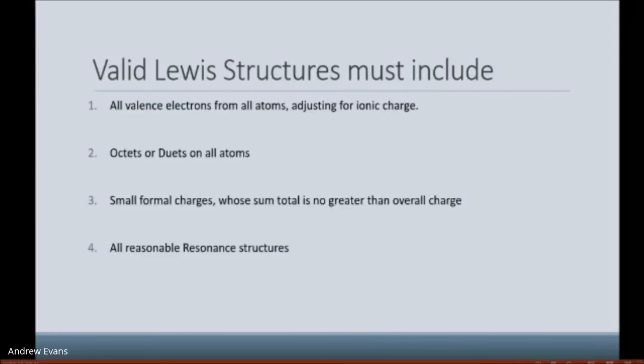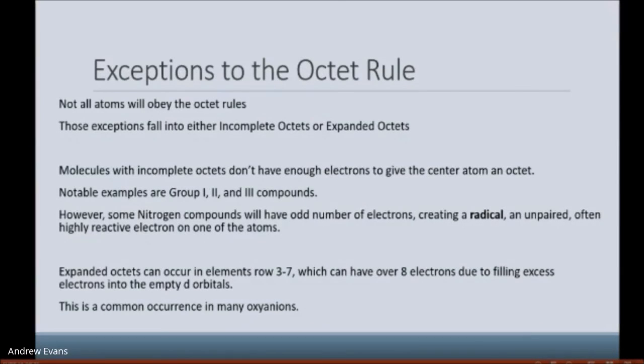Now, the next thing is we're going to talk about the exceptions to the octet rule. There are usually two major exceptions. One of them is going to come up a lot more than the other. While we are going to try to achieve the octet rule as often as possible, you can have situations where you have either an incomplete octet or an expanded octet. Molecules with an incomplete octet just don't have enough electrons to give the center atom an octet. The most notable examples are group 1, group 2, and group 3.